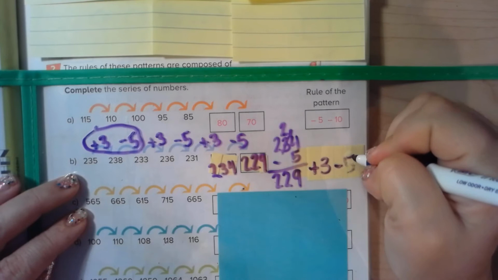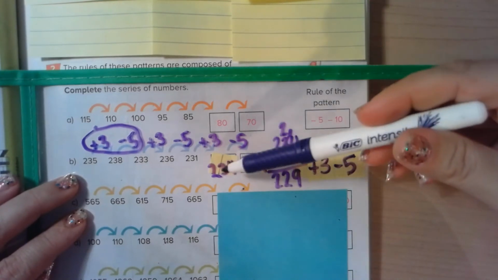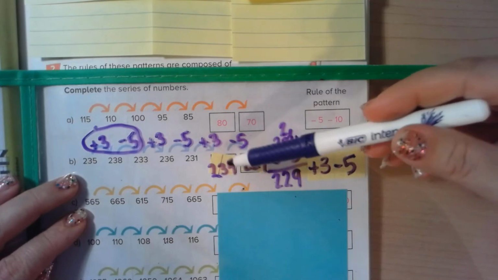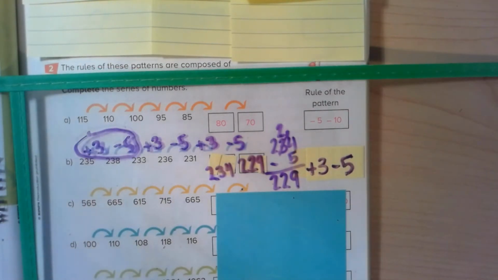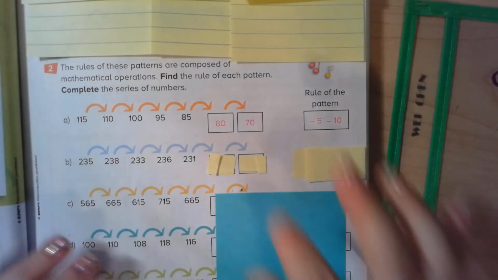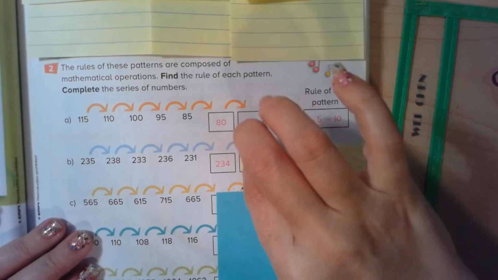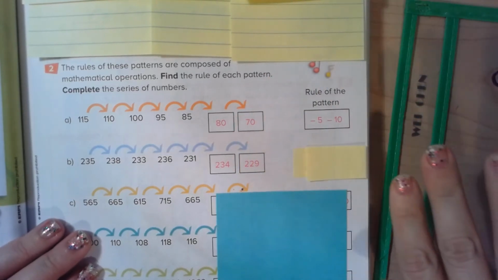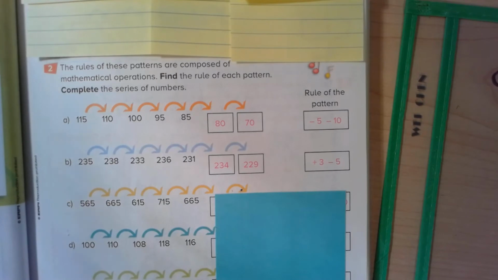Let's see if that's correct. Let's see if our pattern was plus 3, minus 5, and if our next two numbers were 234 and 229. 234, 229, plus 3, minus 5. It's like a magic trick. We just keep getting it right because we know this.